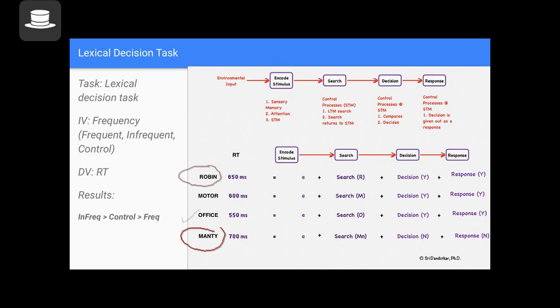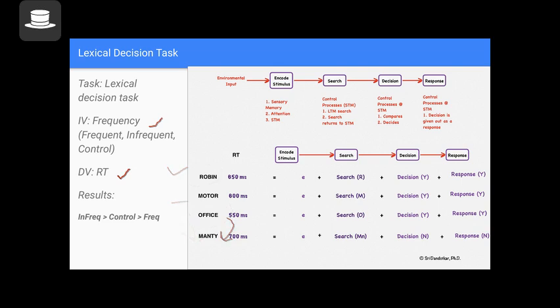And in this experiment, researchers try to see if the reaction time overall for words like Robin and words like office or motor are different from a non-word like Mandy. One is a frequent word, one is an infrequent word; how are these words different from non-words in terms of the time taken to respond? So the IV is the frequency, the DV is the reaction or response time. Let's look at the results.